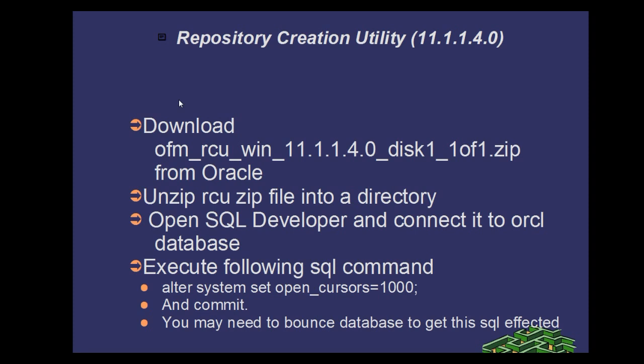Same thing, download OFM RCU win 11.1.1.4.0 disk 1 of 1 zip from oracle.com using your developer license, and unzip the RCU zip file into a directory. Before running the RCU bat command, there is something called the processes setting of 150 that we need to extend. We already created the Oracle 11g database.